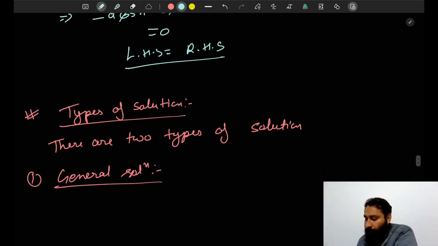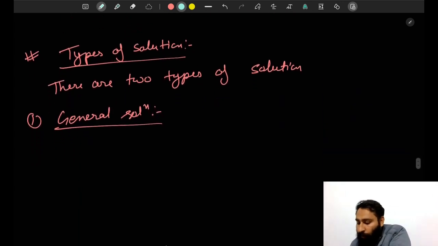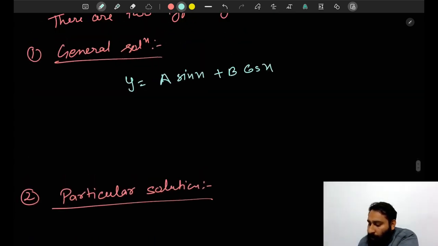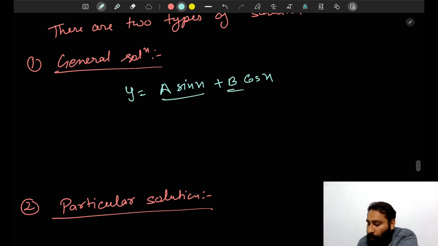Okay, now we see types of solution. There are two types of solution. First is general solution and another is particular solution. In general solution, arbitrary constants are present. Like I write y is equal to a sin x plus b cos x. In this equation, a and b are two arbitrary constants.